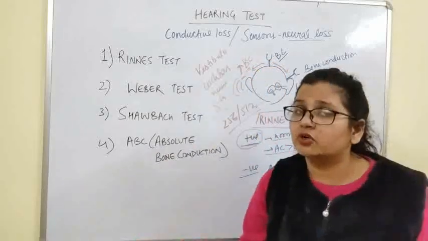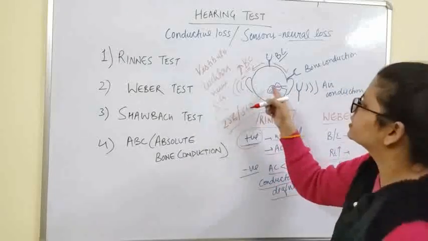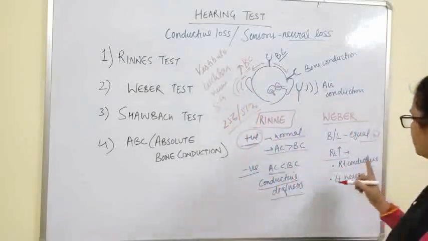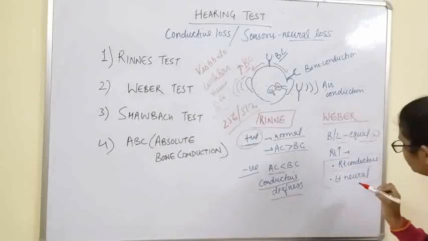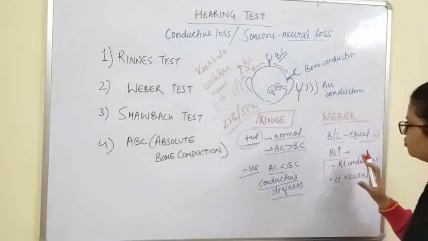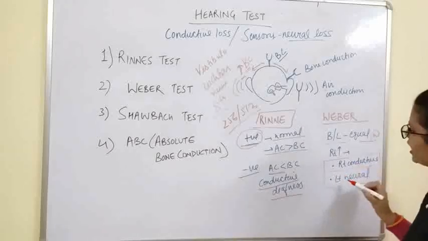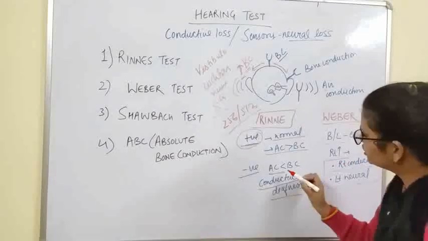And what that means according to Rinne's test is that there can be conductive loss, right? So there can be two assumptions based on this finding. We don't have to interpret directly; we have to assume two conditions here, and then differentiate one of them using this test.